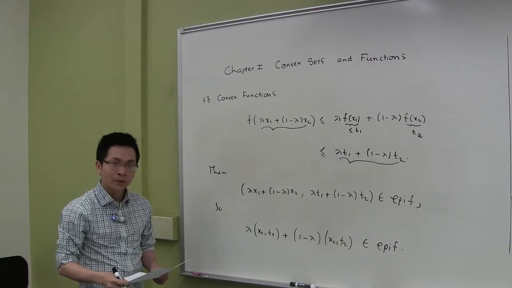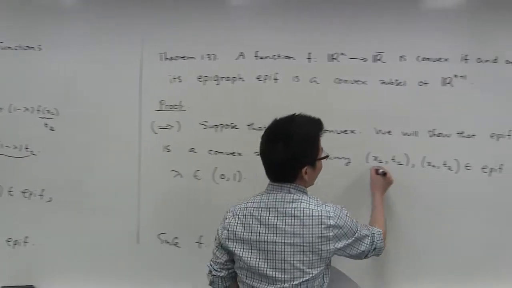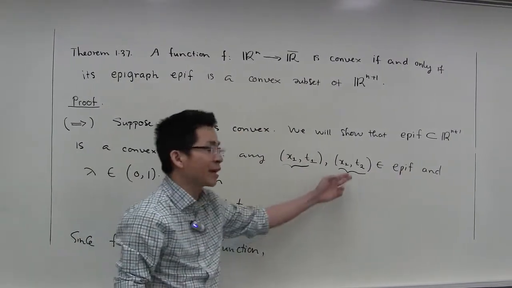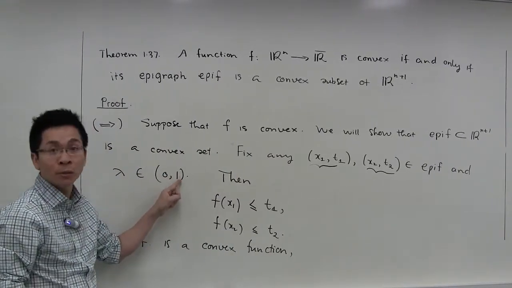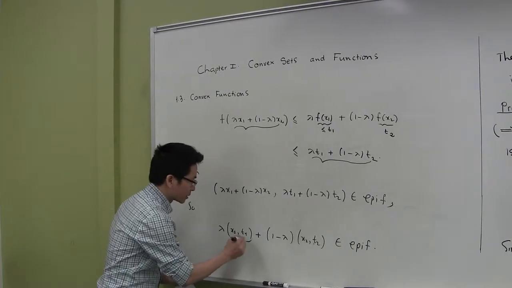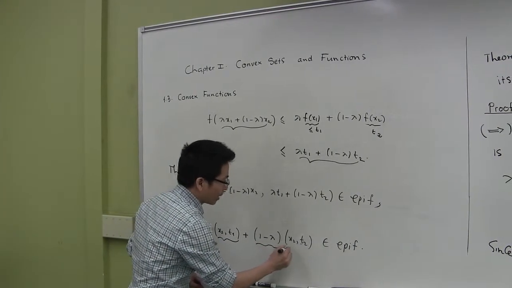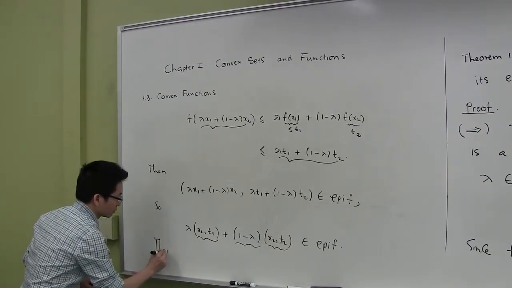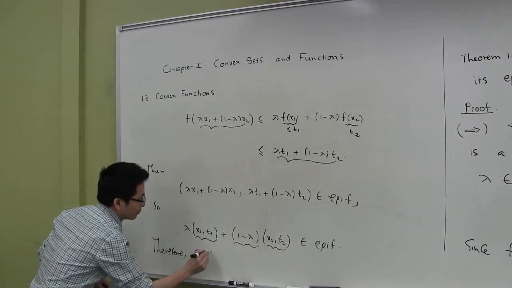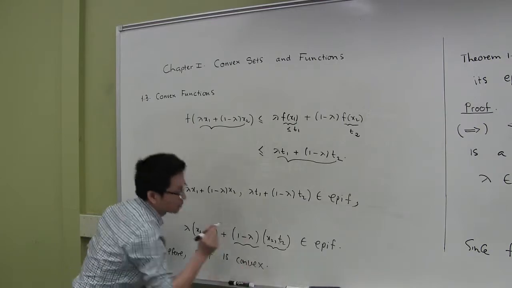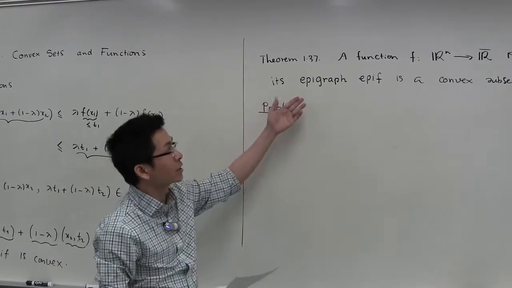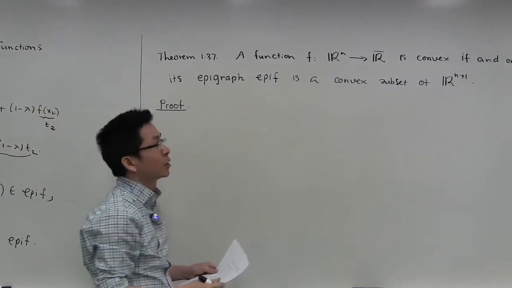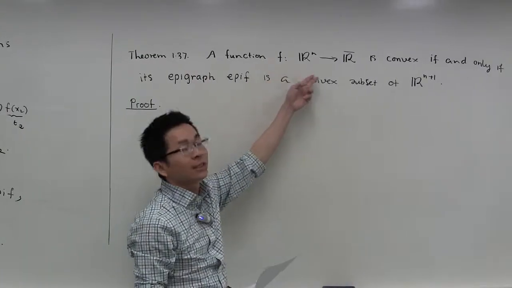So we have proved that if (x1, t1) and (x2, t2) are in the AB graph of the function f, and lambda is in the open interval (0, 1), we have that lambda (x1, t1) plus (1 minus lambda) (x2, t2) belongs to the AB graph of the function f. Therefore, the AB graph of f is convex. Now, I'm going to show the converse of this theorem. That means if we assume that the AB graph of f is a convex subset of R^(n+1), then f is a convex function.